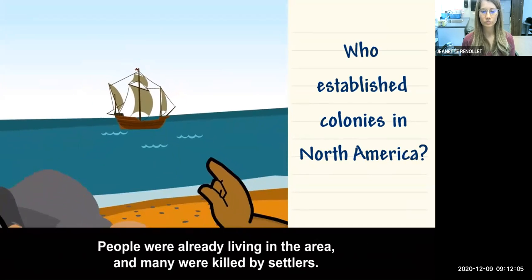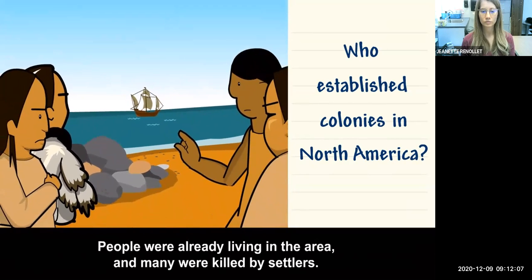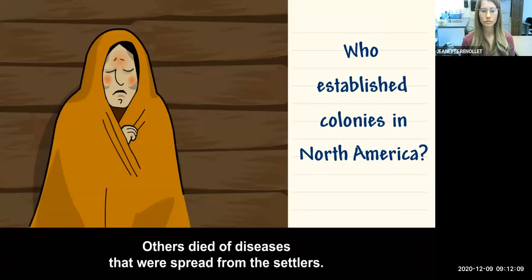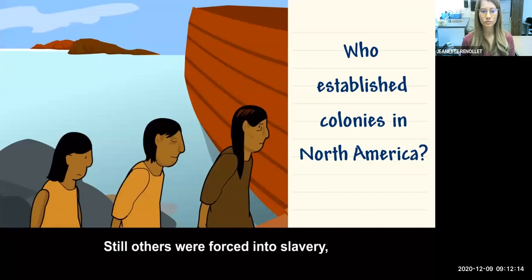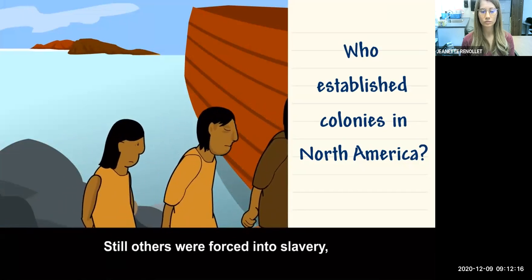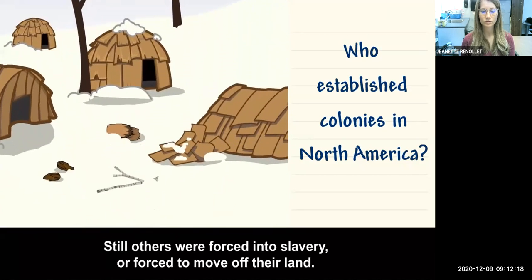People were already living in the area, and many were killed by settlers. Others died of diseases that were spread from the settlers. Still others were forced into slavery or forced to move off their land.